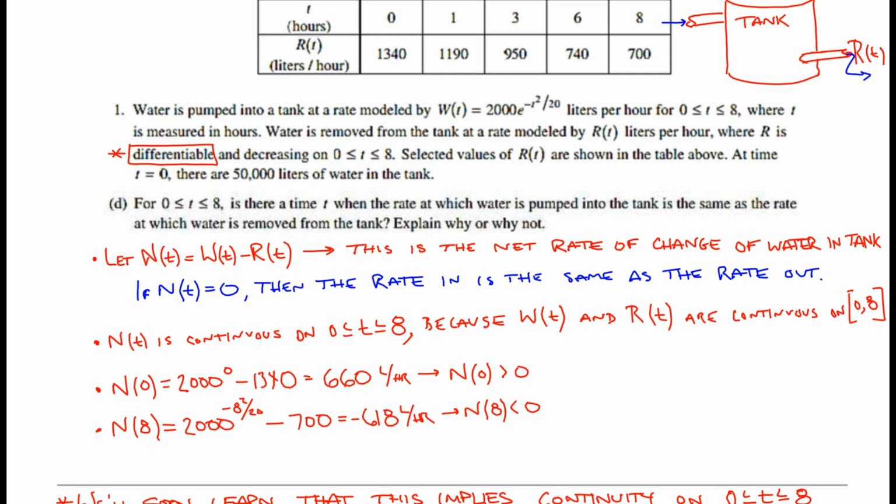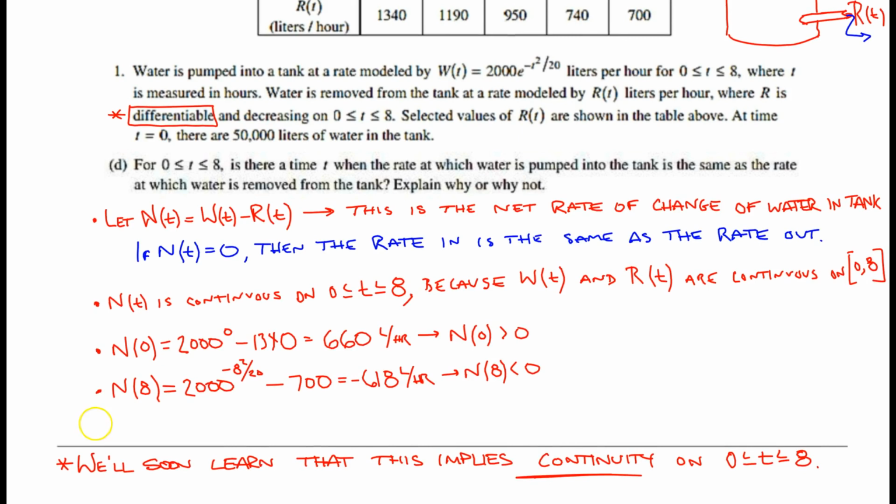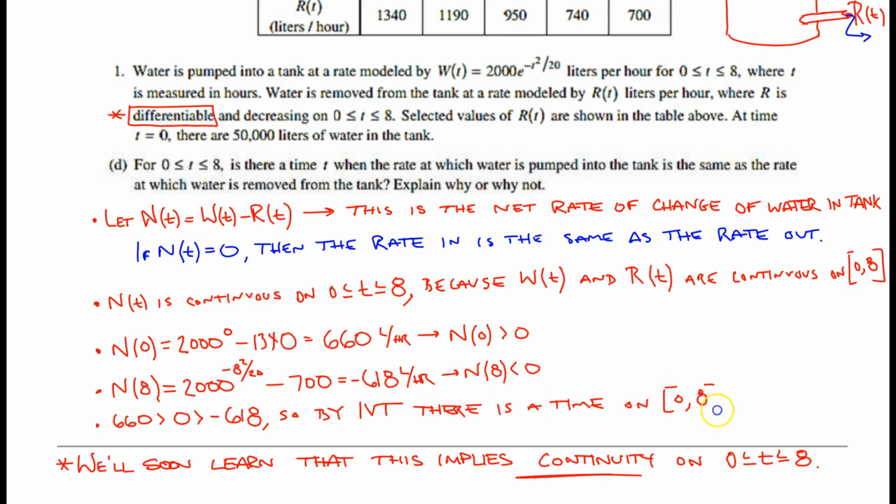Okay, so what do I have here as a final conclusion? Well, I have my left endpoint, 660 liters per hour. That's greater than 0, which is greater than my right endpoint, negative 618 liters per hour. So, by the intermediate value theorem, there is a time on the interval from 0 to 8 such that the rate in equals the rate out.